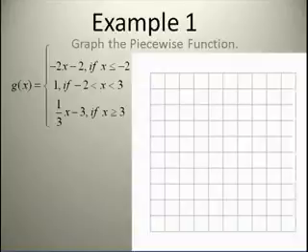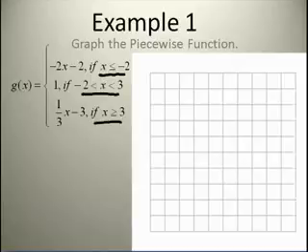Here in example 1, we want to graph this piecewise function. So what I'm going to do is graph each piece, and then I'm going to go back and erase so that I have my restrictions.